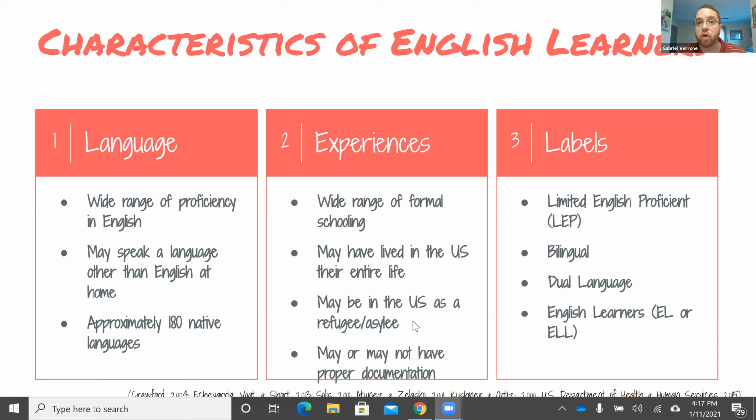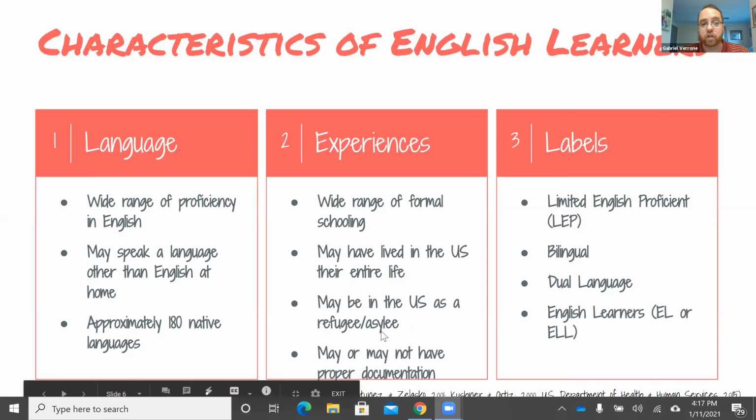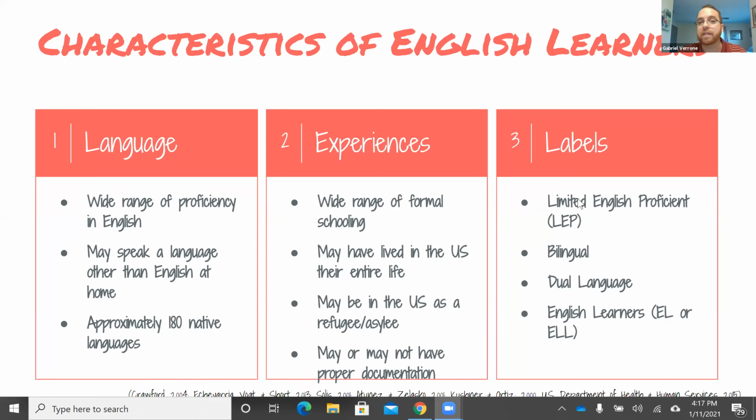And we know that with COVID, we really need to think about the social, emotional, and kind of the trauma of everything kids and families have gone through. Similarly, refugee and asylee kids have those very same experiences, but on a wider scale. And they may or may not have proper documentation. And then we know that they have enjoyed a whole host of labels. That's mean, because then we're focusing on their deficiency rather than their areas of strength.